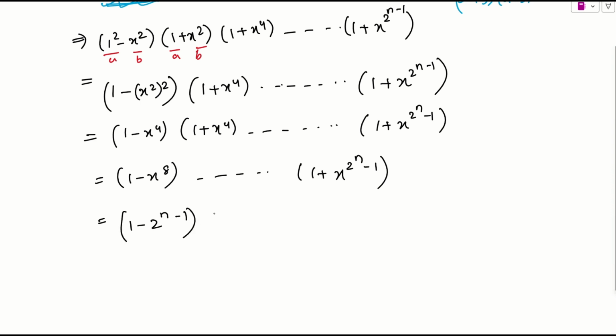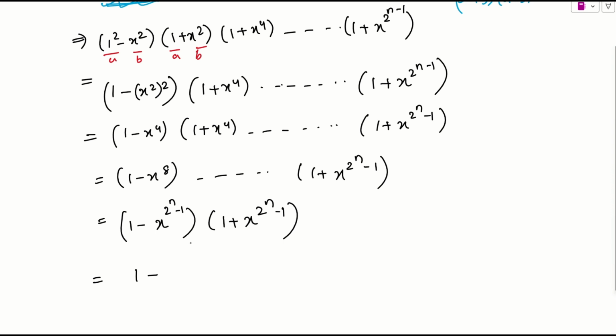Into this is 1 plus, okay, not 2. This is x raised to the power 2. I have missed x here. This is x raised to the power 2 power n minus 1. Here, x raised to the power 2 power n. This is minus 1. Again, this is in the form of a square minus b square. So this is nothing but a square minus b square. What is a minus b square?